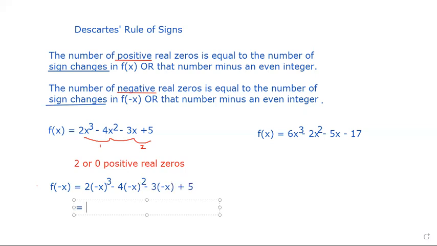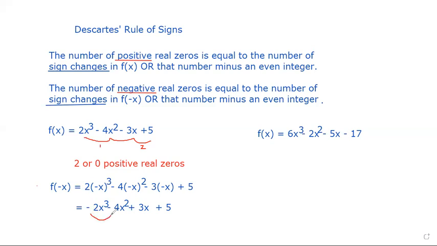Okay, now, once we simplify, we know 2 times a negative x cubed, that's negative 2x cubed. Negative 4 times negative x squared, that's negative 4x squared. Negative 3 times negative x is plus 3x. And then we have plus 5. Let me put my exponents back in. And now, once again, we want to look at the number of changes.